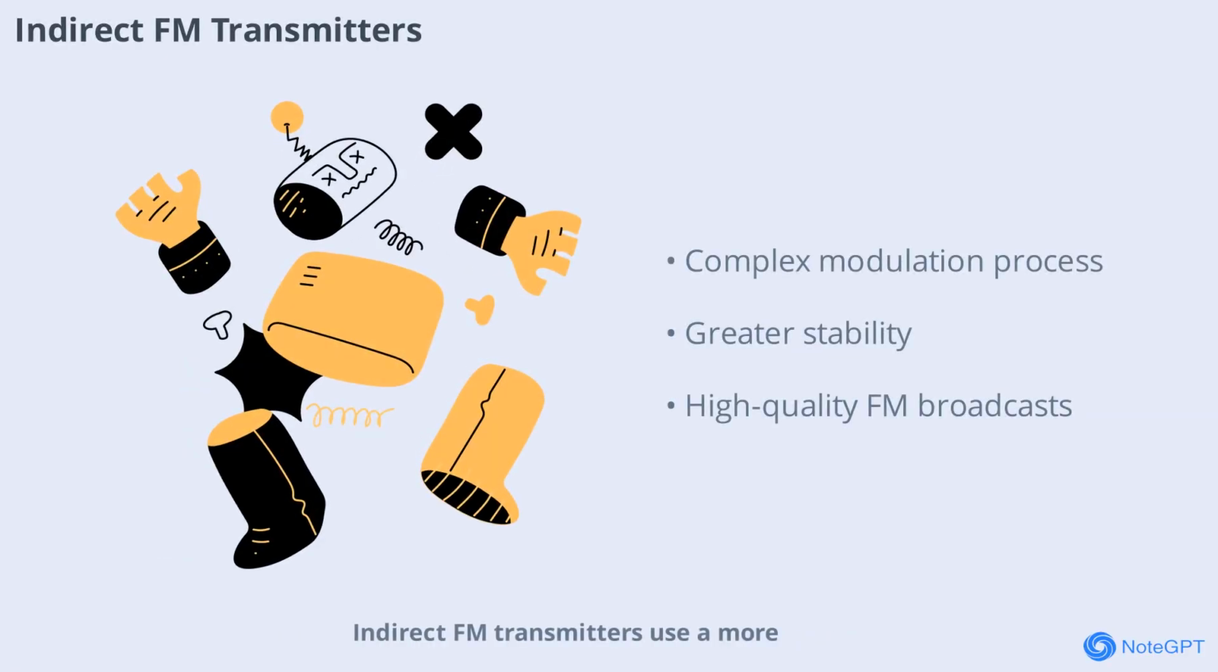Indirect FM transmitters use a more complex process to achieve frequency modulation. Instead of modulating the oscillator directly, the audio signal first modulates a lower frequency oscillator. The resulting signal is then multiplied and shifted to the desired broadcast frequency. This method allows for greater stability and precision, making it suitable for high-quality FM broadcasting where signal integrity is crucial.